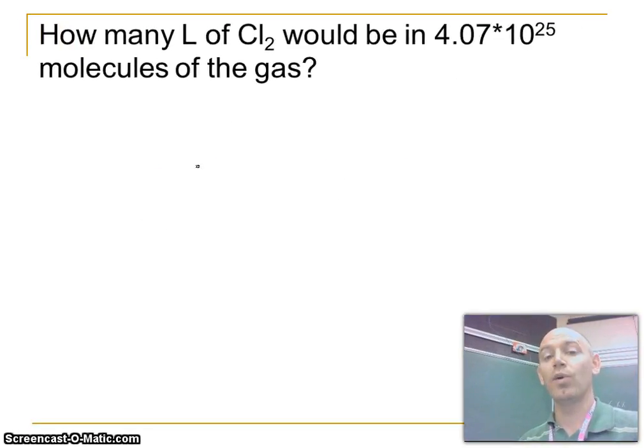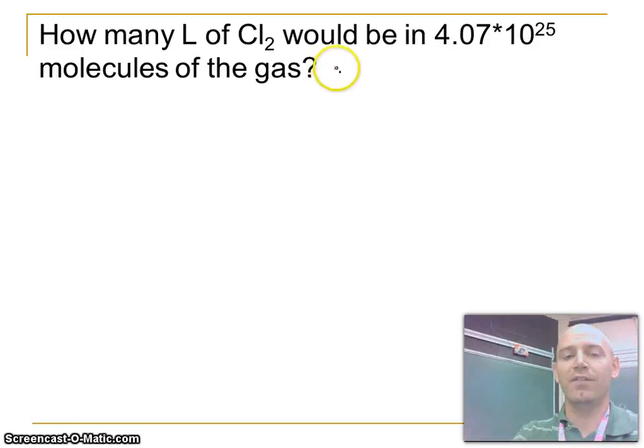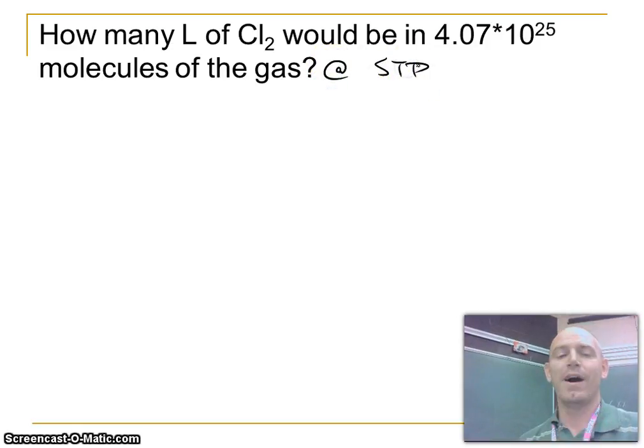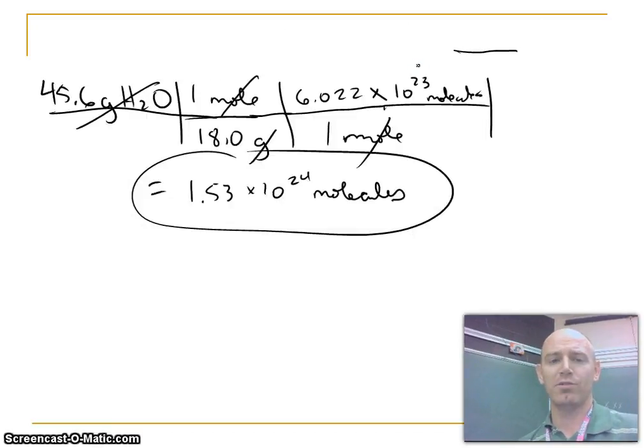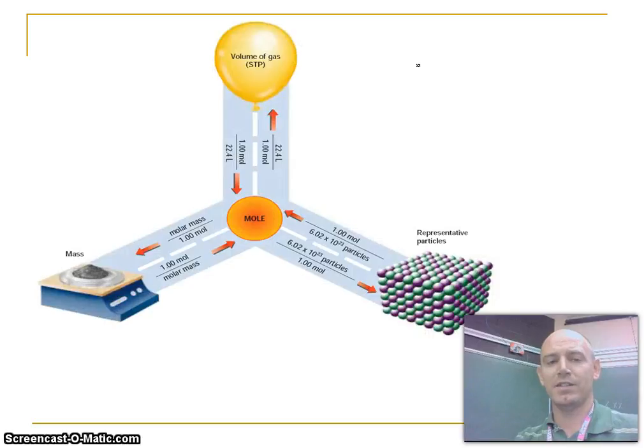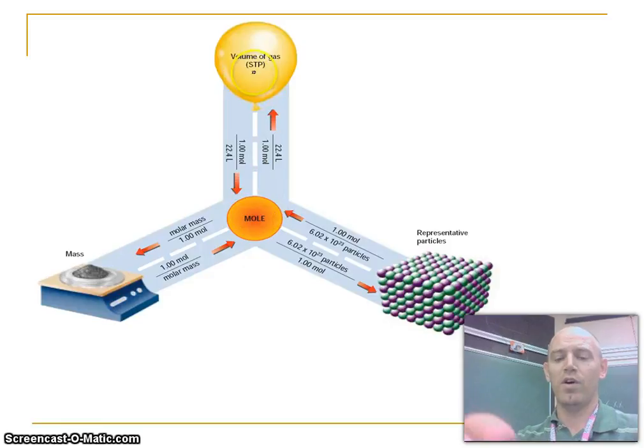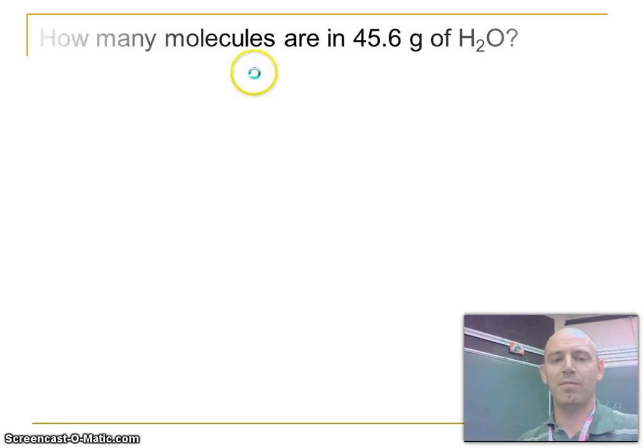How many liters of chlorine gas would be in 4.07 times 10 to the 25th molecules of the gas? Even though it doesn't say, we're going to go ahead and treat this as though it were at STP. So liters of chlorine gas from molecules, let's go back to the roadmap. Molecules of gas down here, so representative particles, we want to get to liters. We're going to go this way, through moles using Avogadro's number, and then molar volume. So Avogadro's number followed by molar volume.